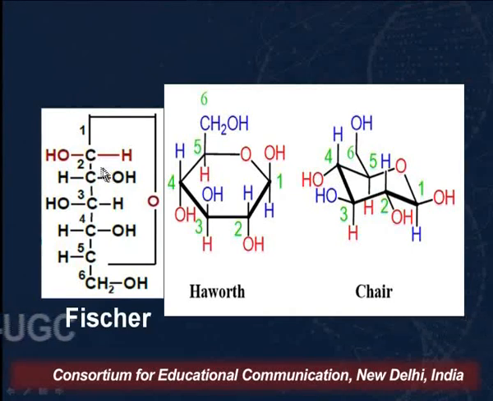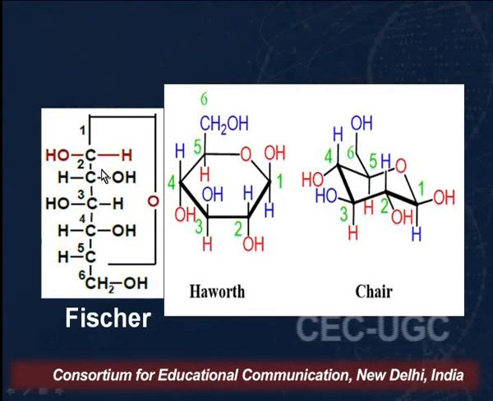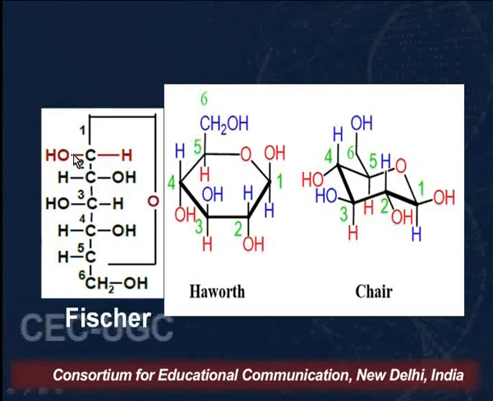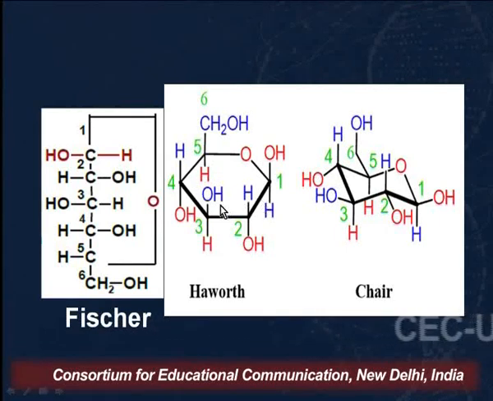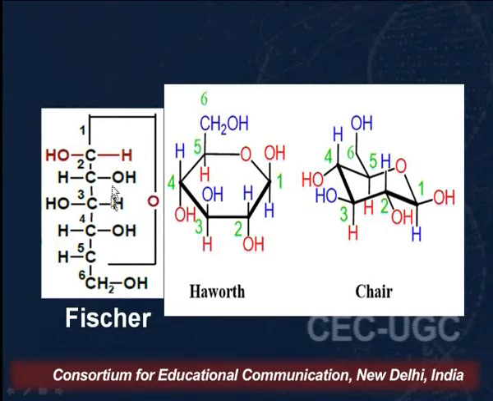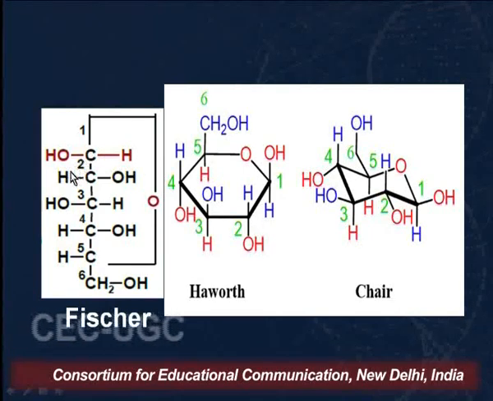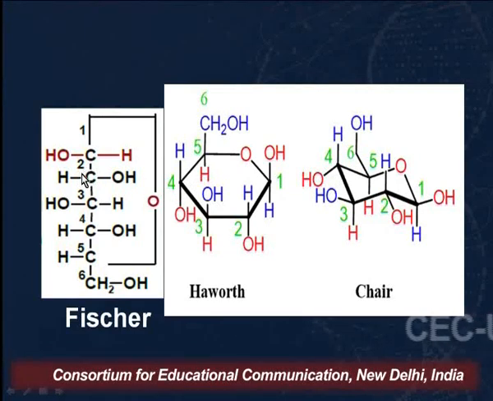So when we are talking of beta form, beta D glucose, what you have to remember, in Fischer's projection, this OH will be on the left hand side, whereas what we've seen in alpha, the OH was there on the right hand side. Then when we go on to Haworth projection, all the groups which are on the right hand side will go down in this structure, and the groups which are on the left hand side will go up. So that is if we have to convert Fischer into the Haworth projection.